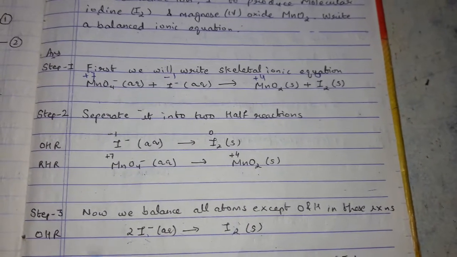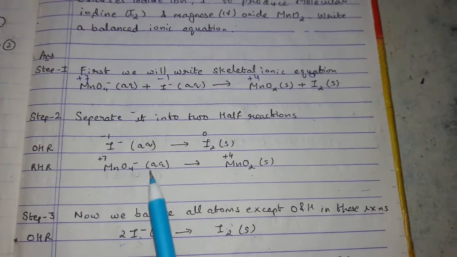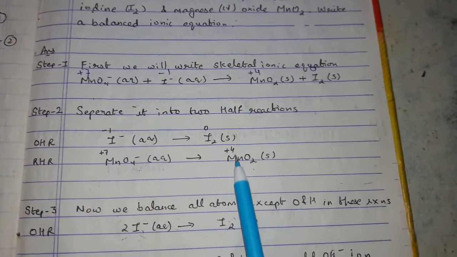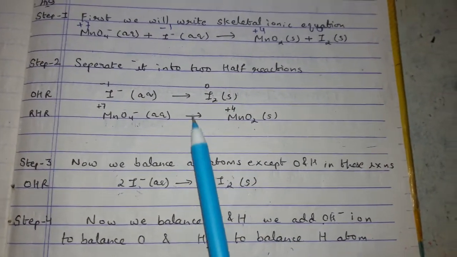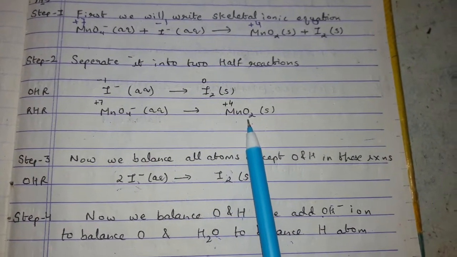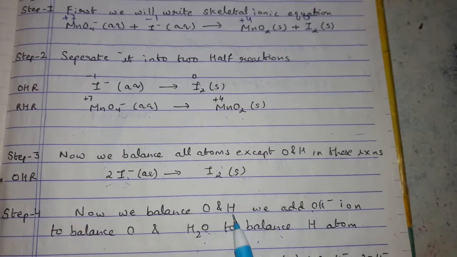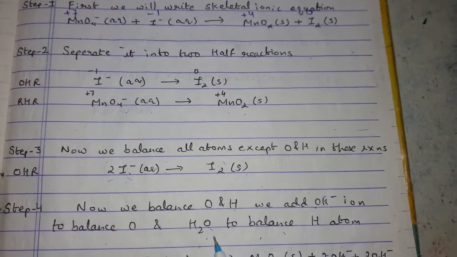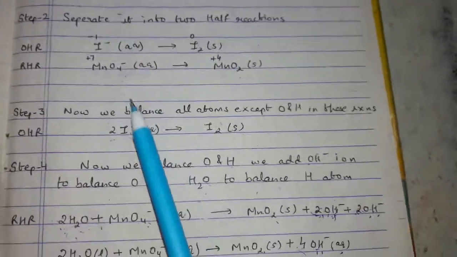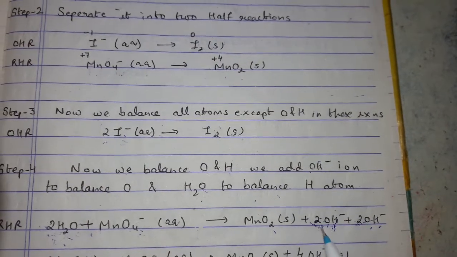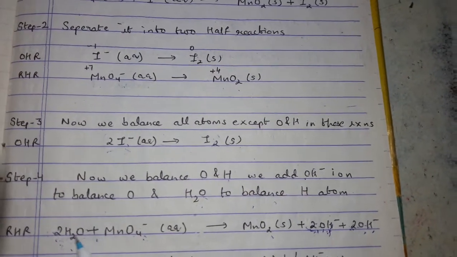In oxidation half reaction there is no oxygen and hydrogen. But in reduction half reaction there are 4 oxygen atoms here and there are 2 oxygen atoms here. Now as the equation is given in basic medium, to balance oxygen we add OH negative ion, and for balancing hydrogen we add water. There are 4 oxygen atoms. To balance oxygen, we will add 2 OH negative ion this side, and for 2 hydrogen we add 2 H2O this side.